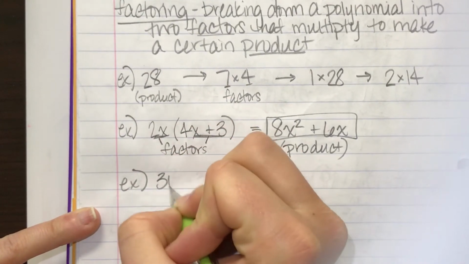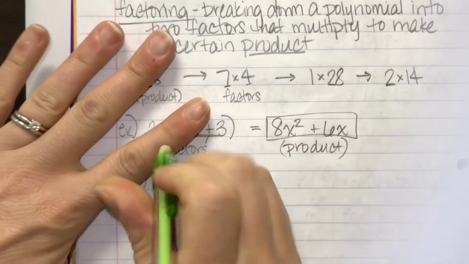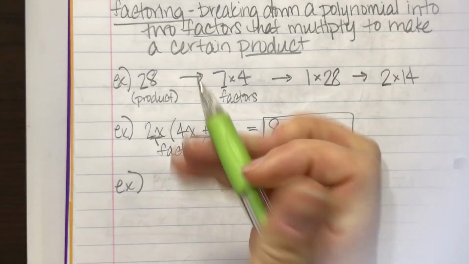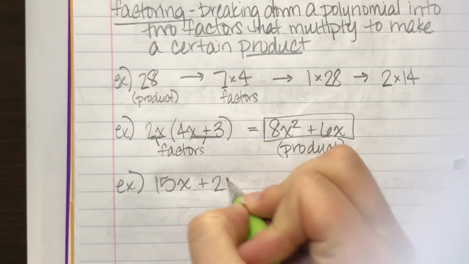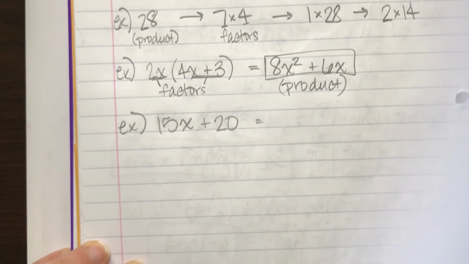So let's see. If I give you 30 minus 20x. That's not the one I meant to give you. I'm sorry. I don't want to start with that one. I have a reason why I don't want to start with that one. Let's start with, it's not hard, but it has something I want to show you. How about 15x plus 20?